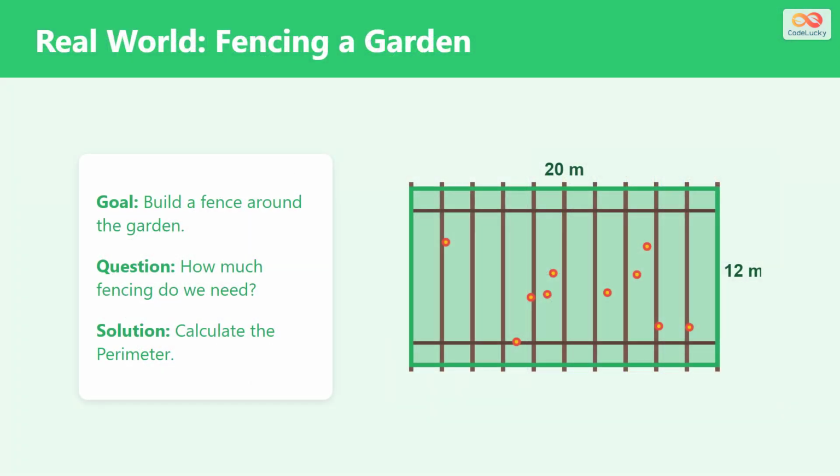Why is this useful? Imagine you need to build a fence around a garden. To buy the right amount of fencing, you need to calculate the perimeter of your yard. If your yard is 20 meters by 12 meters, you calculate the distance around it to know how much wood to buy.